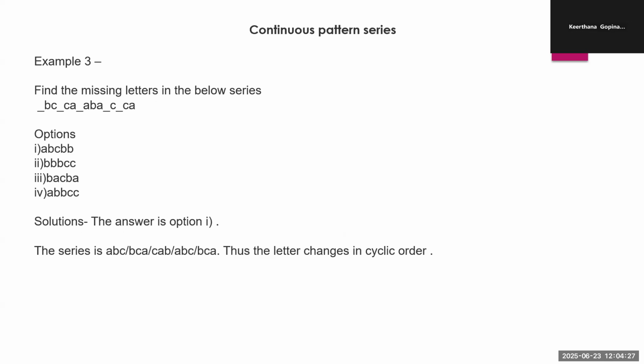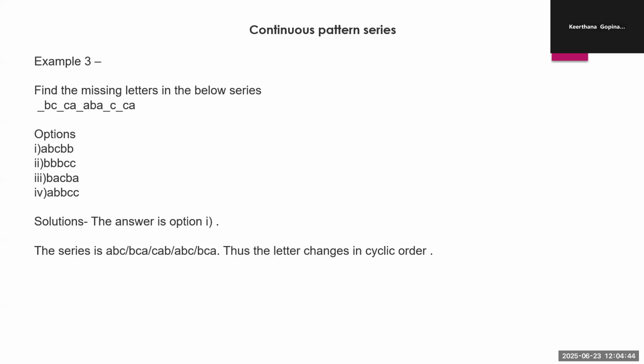Okay, another example. This is very important. We have multiple examples here. The first one, the beginning itself is a blank, then BC, gap, CA, then gap, ABA.